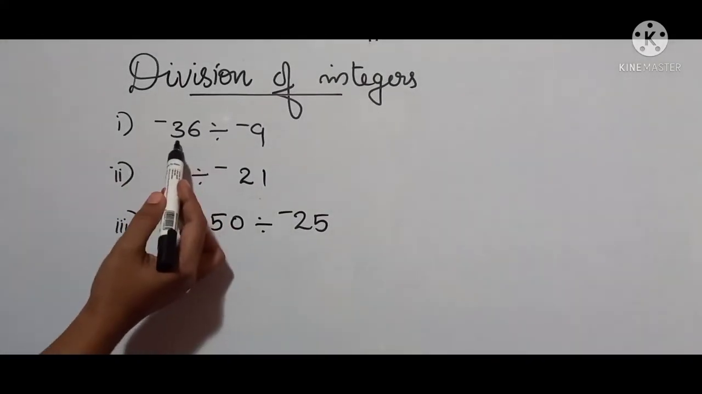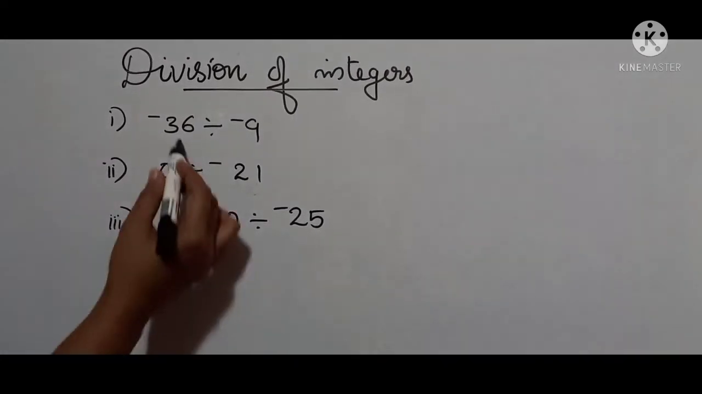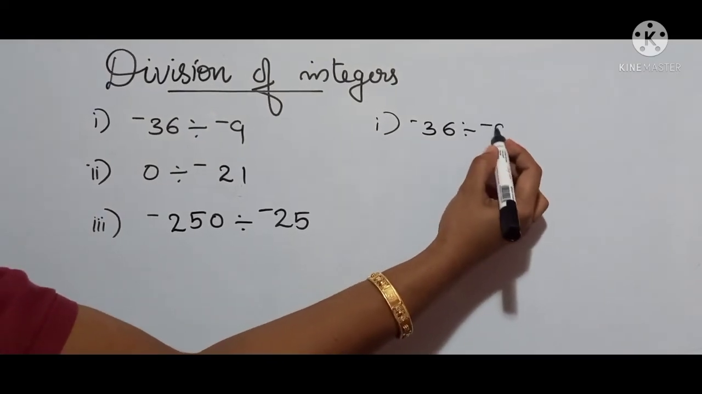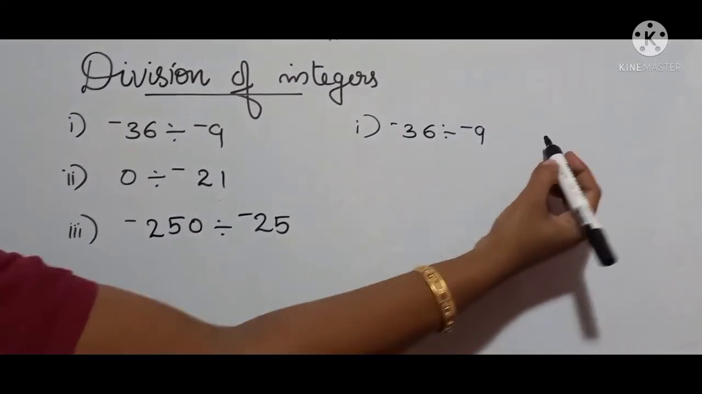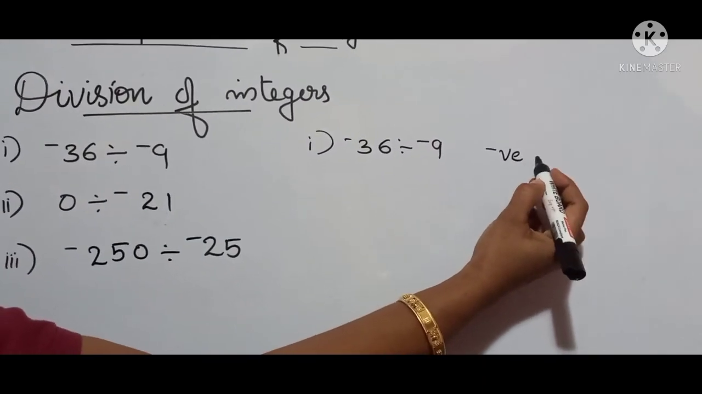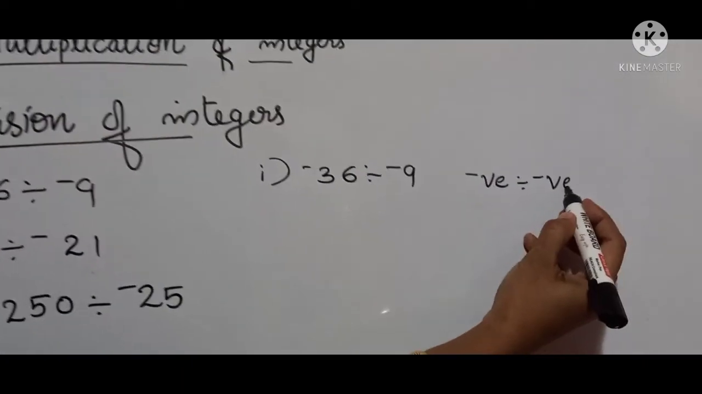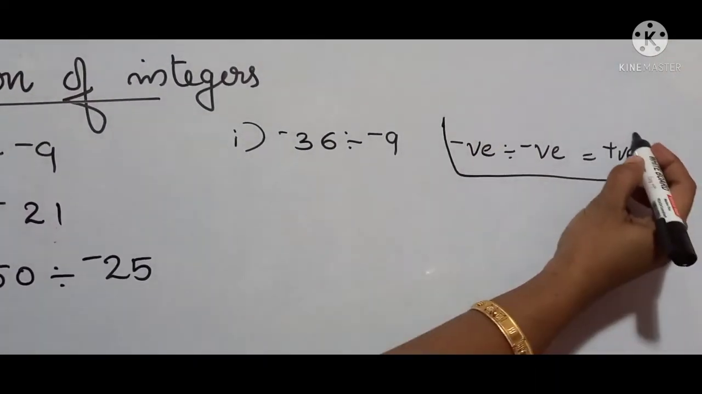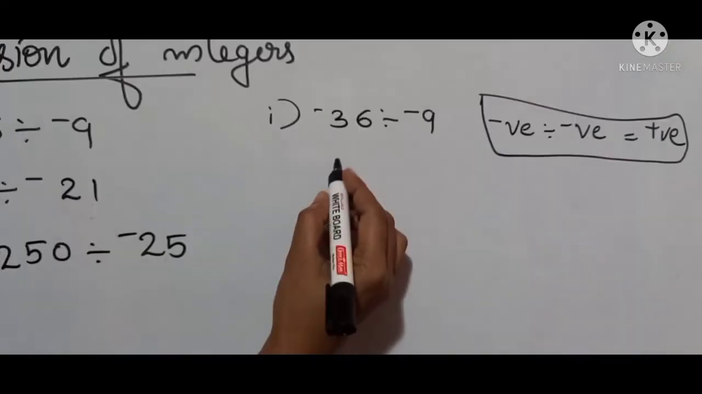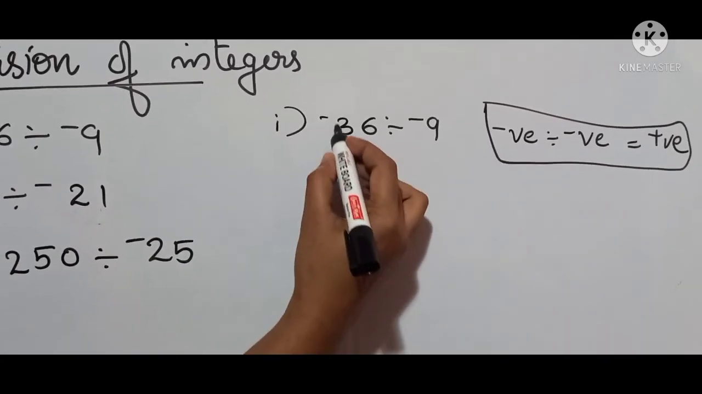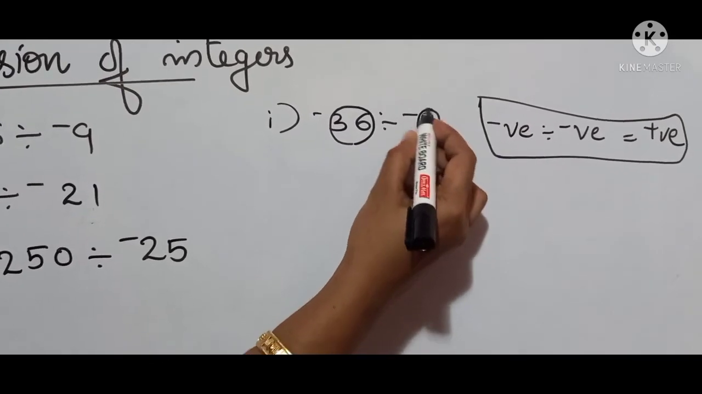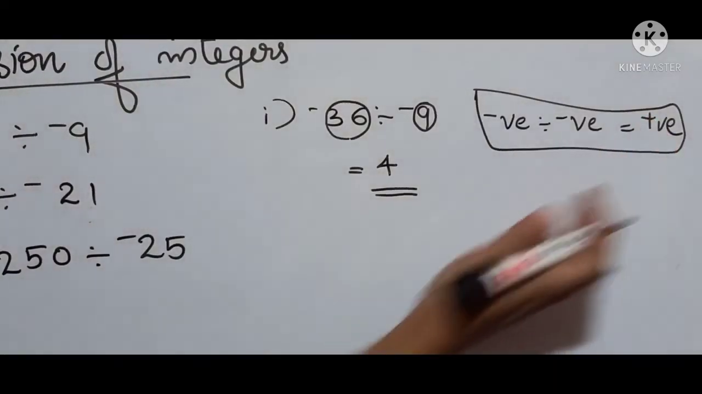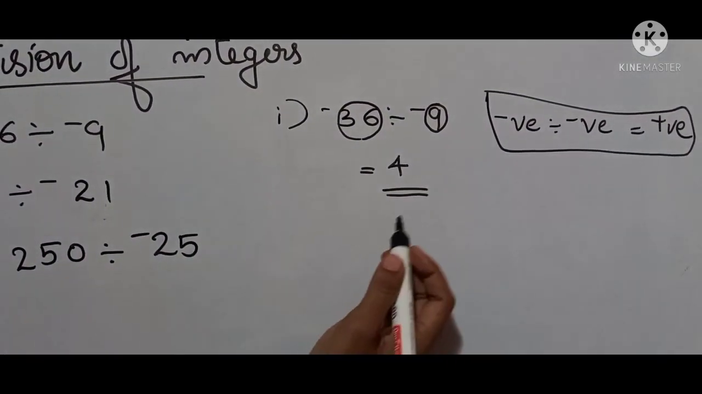Next we can do the division of two negative integers. First one, here it is minus 36 divided by minus 9. Both are negative, so a negative integer divided by a negative integer is always a positive integer. Then we can do that. 36 divided by 9, considering them as whole numbers, is equal to 4. The answer is 4 here. It is positive. Negative divided by negative is positive.